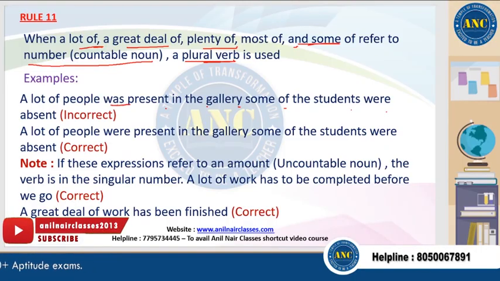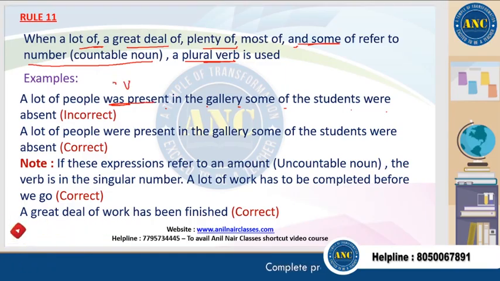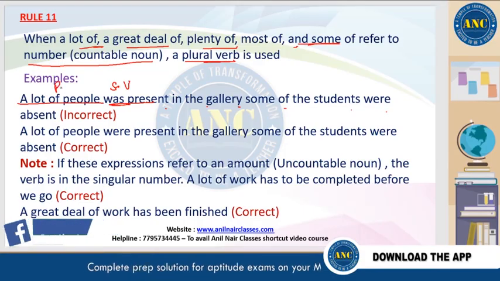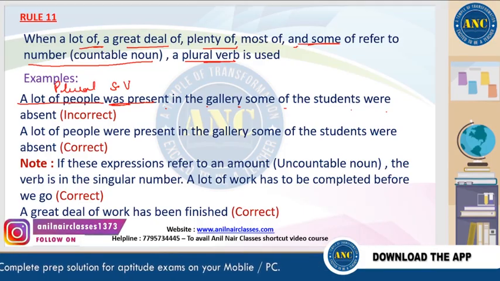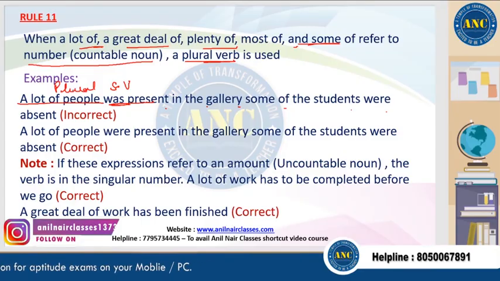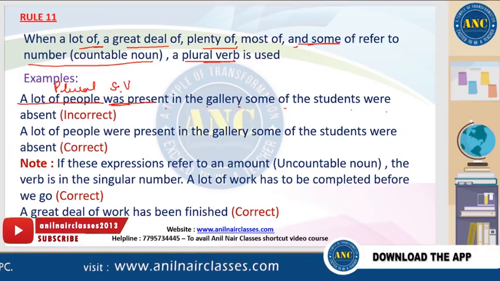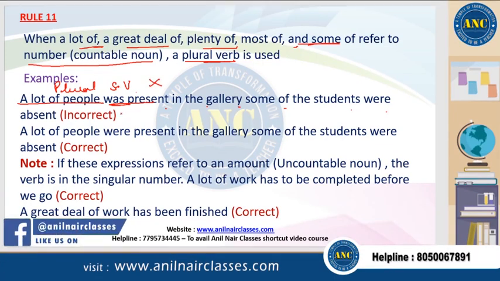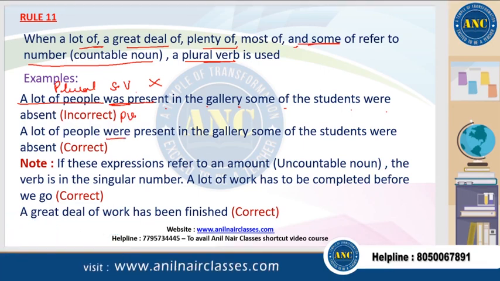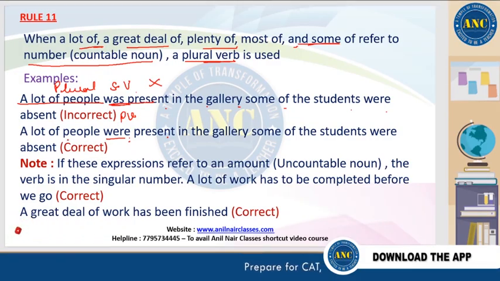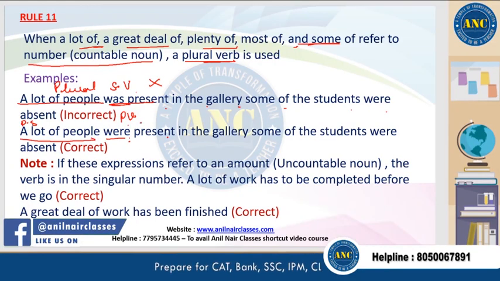So was present is the singular verb. Who was present? A lot of people. So a lot of people is plural. It's plural because after them we have a countable noun, people. So we consider this as a plural, so we don't need the singular verb. This is wrong. We need the plural verb were over here. The corrected version: a lot of people were present. So who were present? A lot of people. So here this is a plural subject, and when this is a plural subject, the plural form of the verb is perfectly fine.